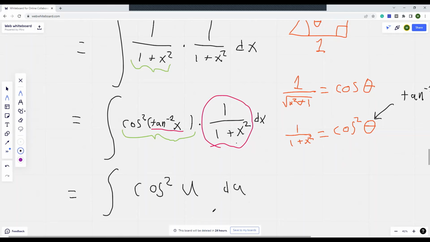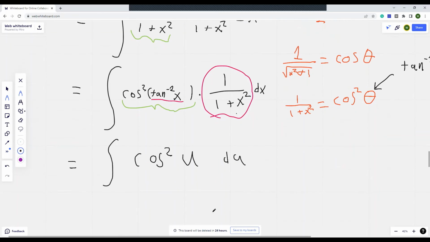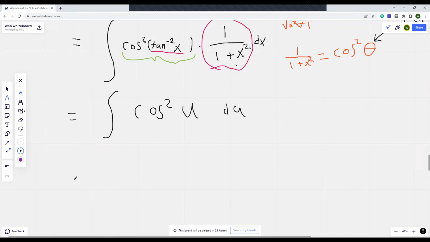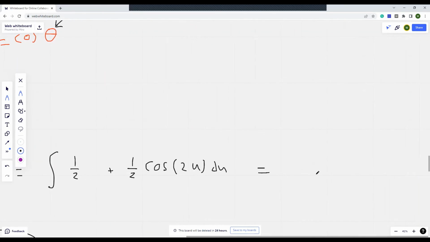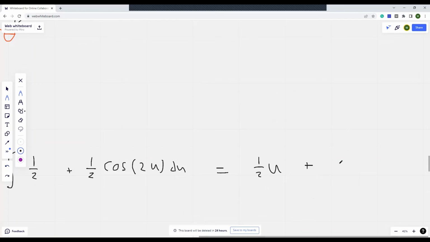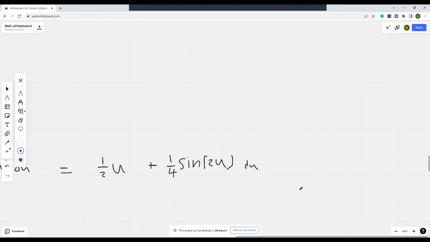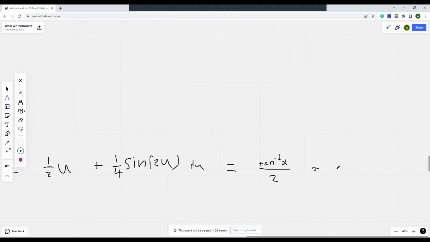So the cosine squared of u is almost like a common integral. So from here on out, it becomes much more of a plug and chug operation. We use the trig identity to rewrite that. And so we've got the answer.